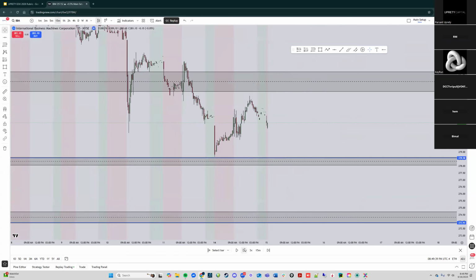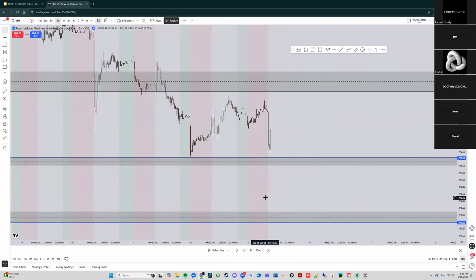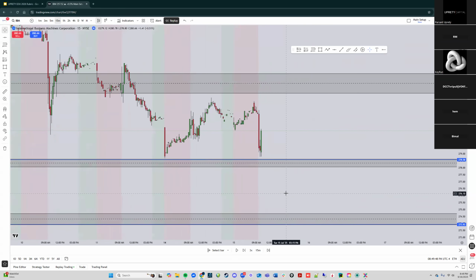Are you guys ready? Let's go. The red doesn't count once again. You have to wait for the market to open. So market just opened here. You guys let me know what you want to do.